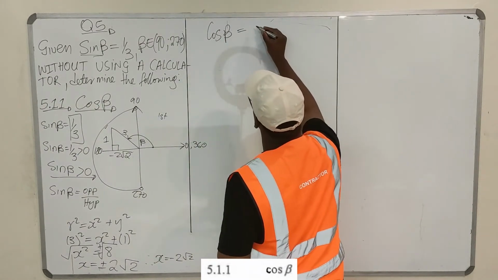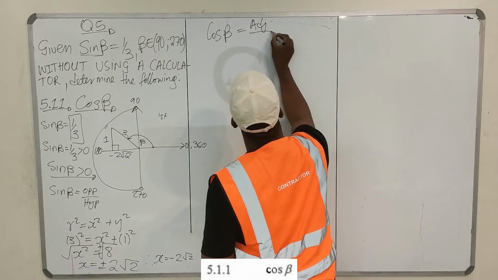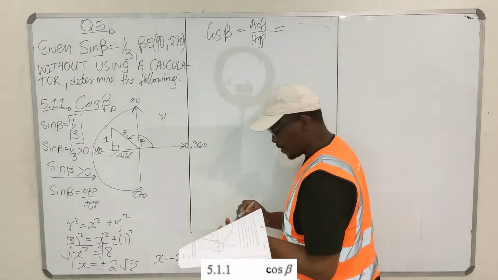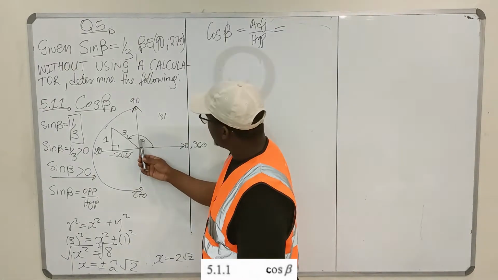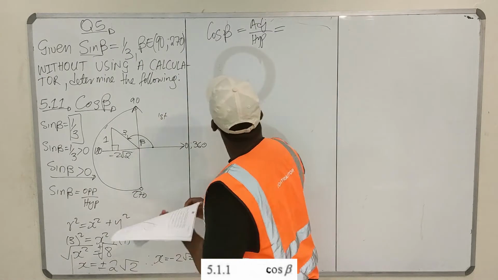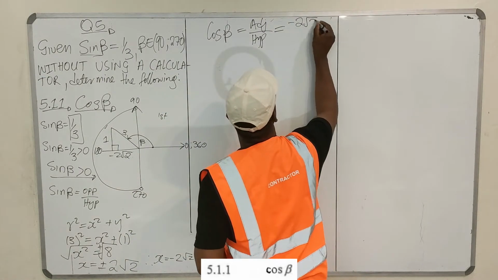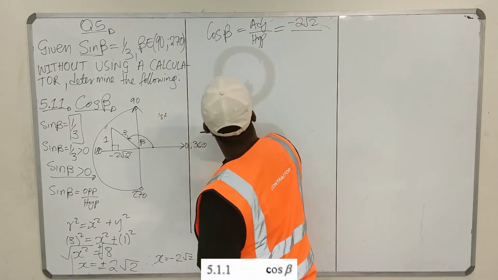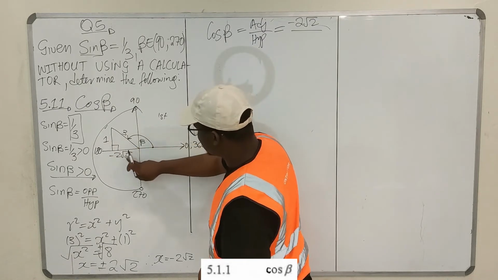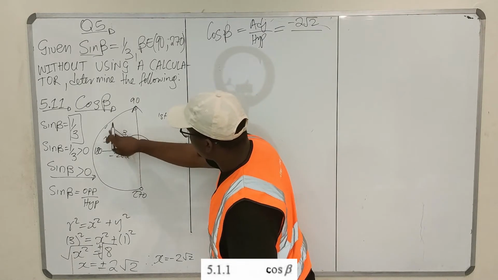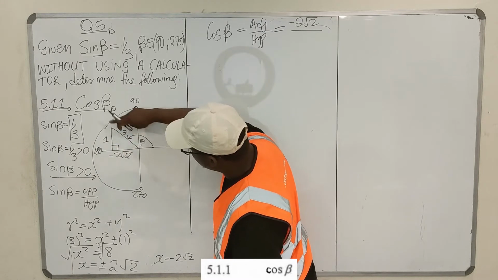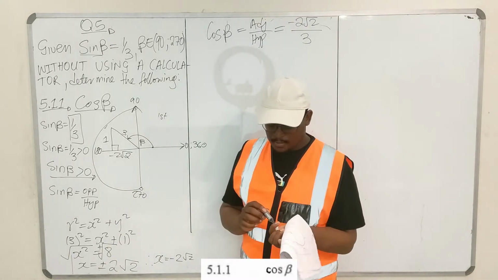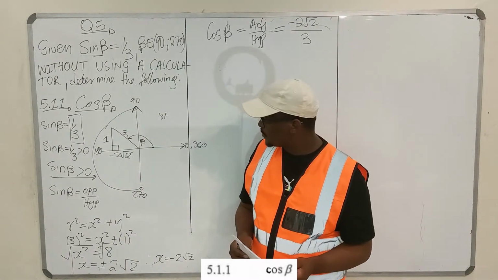You know, cos is equal to the adjacent side of beta divided by the hypotenuse. So let's go there. Your beta is here. Your adjacent side is this one here, so it's minus 2 root 2. The opposite side of beta is that one over there, and the hypotenuse is 3. So your cos beta is equal to minus 2 root 2 over 3. We're done with this one.